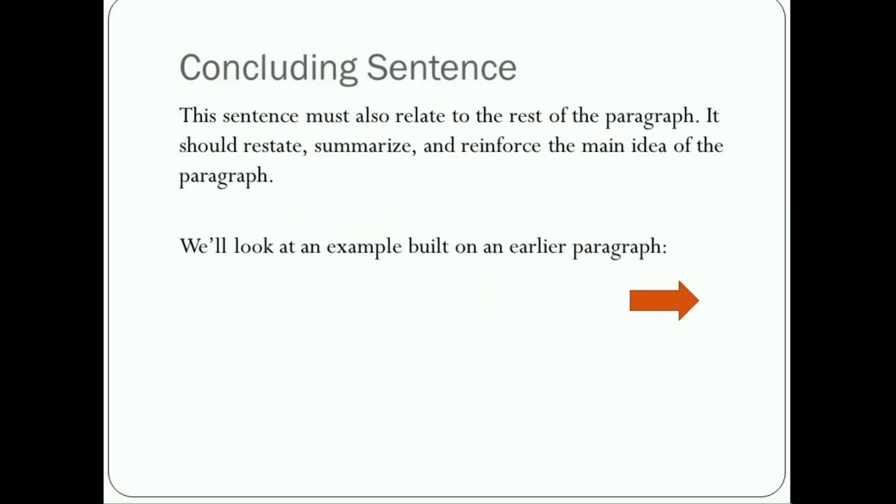Finally, we would have noticed in that previous example that there was no concluding sentence. We had our topic sentence, we had our supporting sentences, but we missed the concluding sentence. As we've discussed earlier, this should look back at the previous sentences. It should restate, summarize, and reinforce the main idea. Here is an example of how we could add a concluding sentence to the previous paragraph about the hometown.